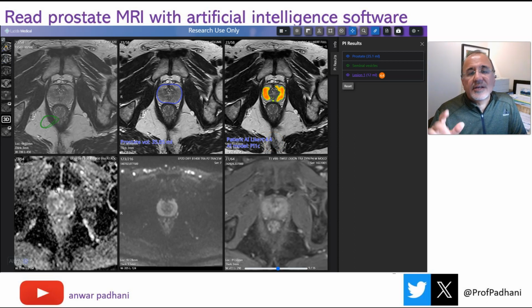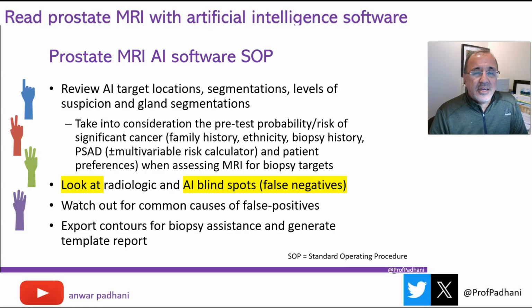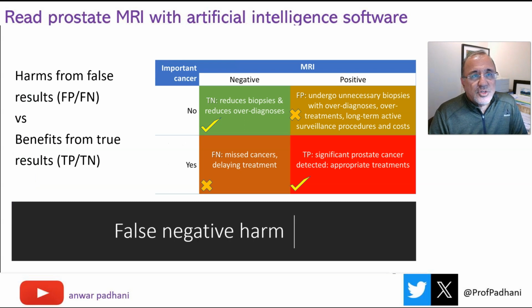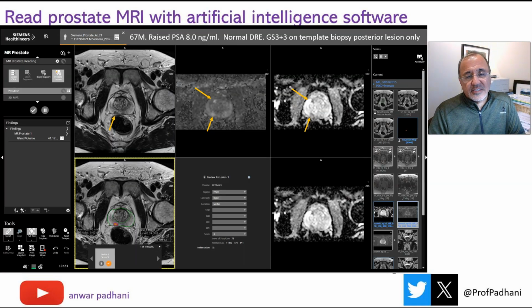So this AI is definitely pointing to the peripheral zone, but you'll notice here that the seminal vesicle segmentation is way off where it should be. So not all software is perfect all the time. You should also look at the AI blind spots, and there are AI blind spots. And so these false negatives also can cause harm, and the usual harm of a false negative is a missed cancer and a delay in treatment. So here is an example.